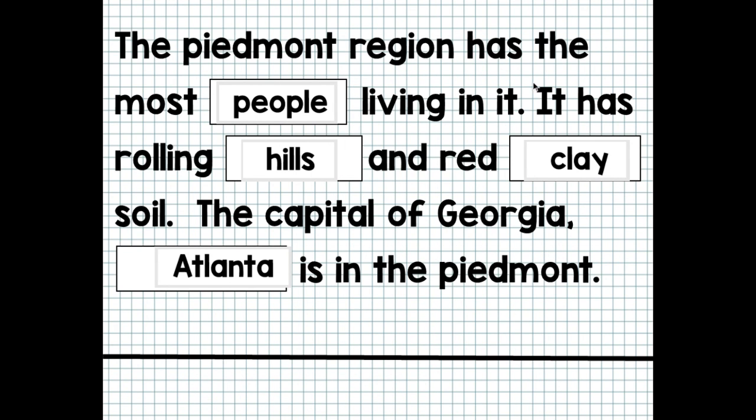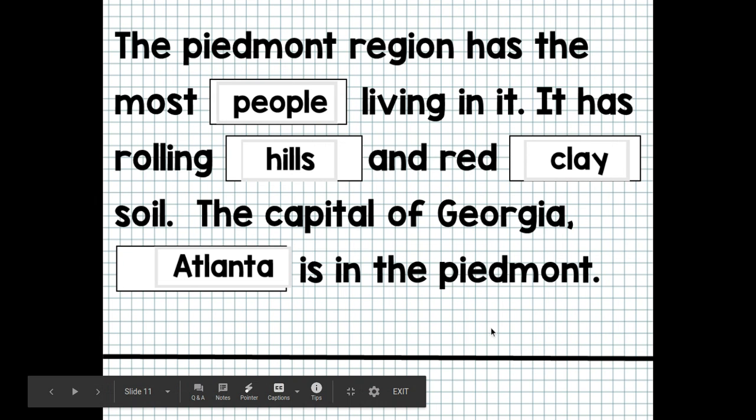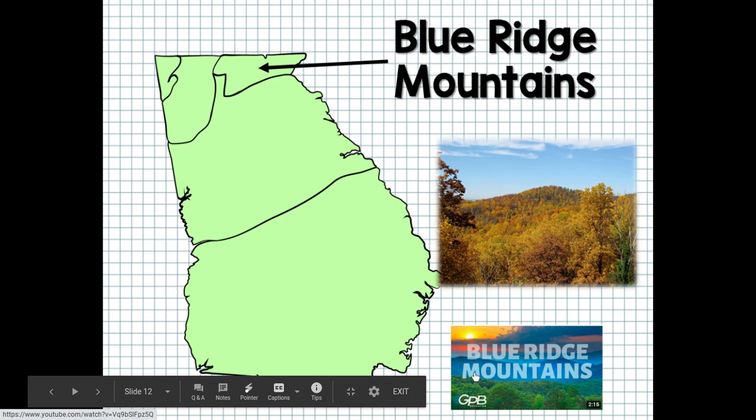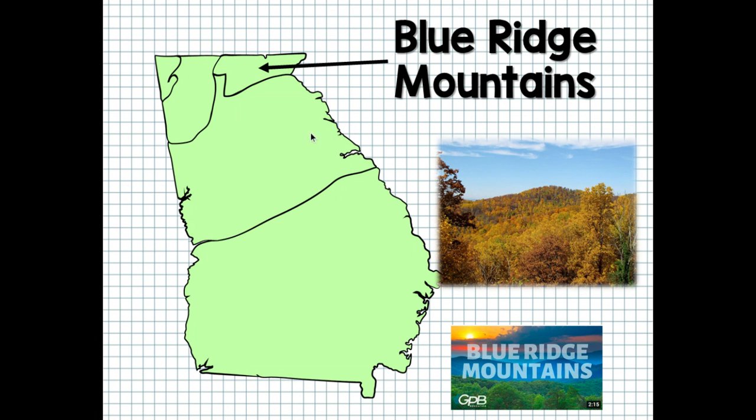The Piedmont region has the most people living in it. So where do we see most of the people at? In the Piedmont. Remember, I told you that's because the capital city of Atlanta, Georgia, is in the Piedmont. It has rolling hills and red clay. So flat land, we move up, it starts having rolling hills, so you have up and down hills. Now we're getting into the mountains.